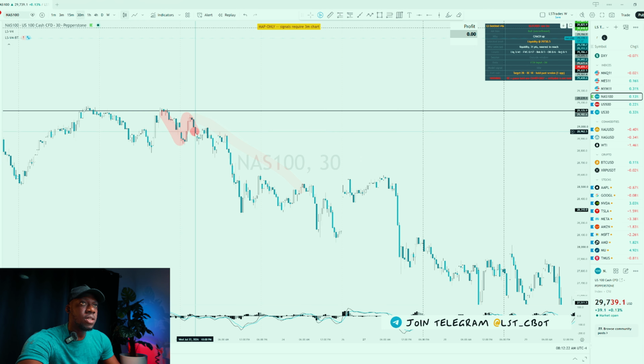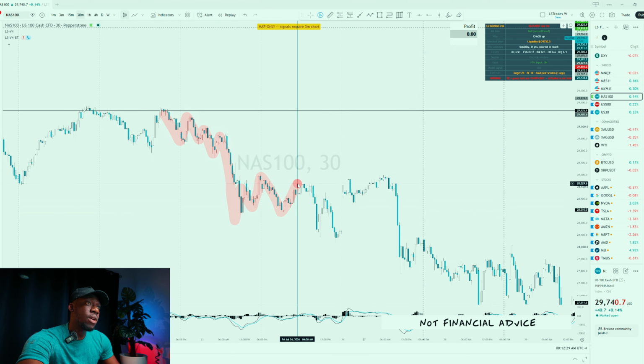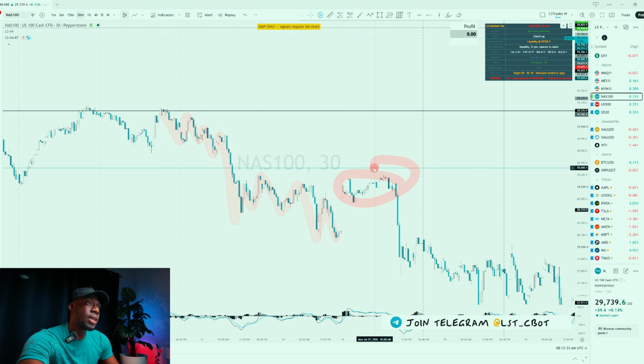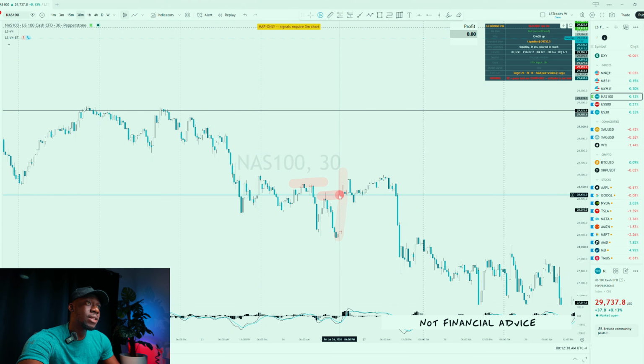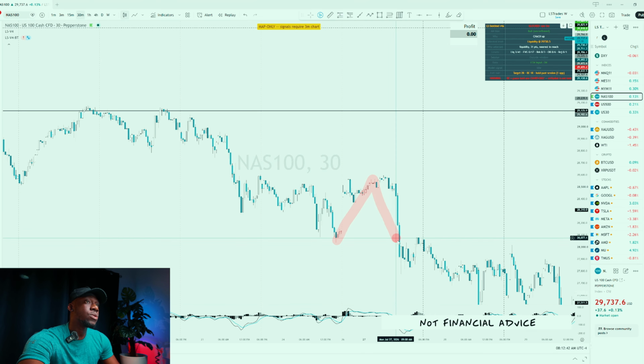On the 30 minutes, we can see that we're breaking structure. We have multiple breaks of structure to the downside. The next day, we also still have multiple breaks of structure. So coming into this particular day, I'm anticipating that we might just take liquidity at some highs. Once liquidity is taken, I expect us to continue moving down. Okay, so that's an example right there.